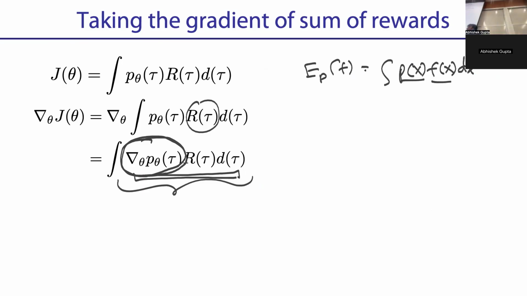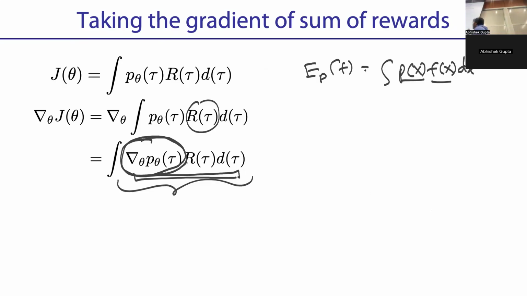Like p theta is a probability distribution, but grad p theta is not a probability distribution, right? And so the important thing here is that I can't express this as an expectation. And if I cannot express it as an expectation, I find it really hard to implement with samples.